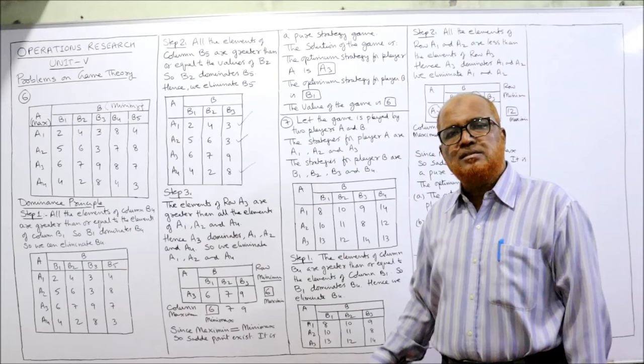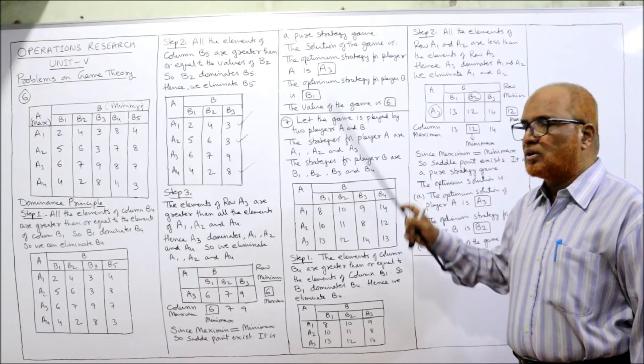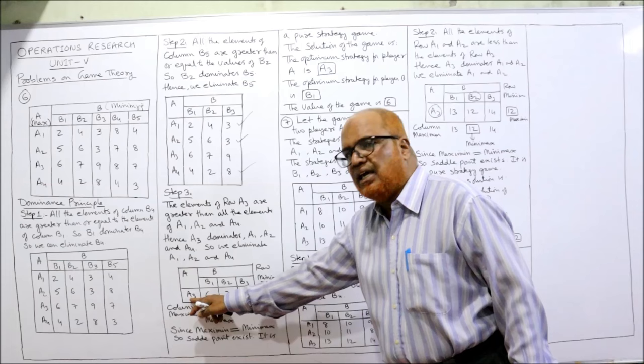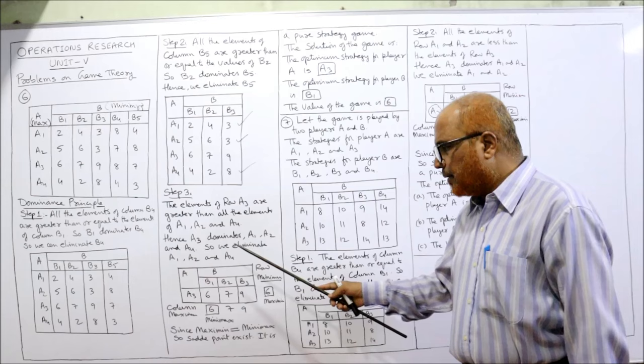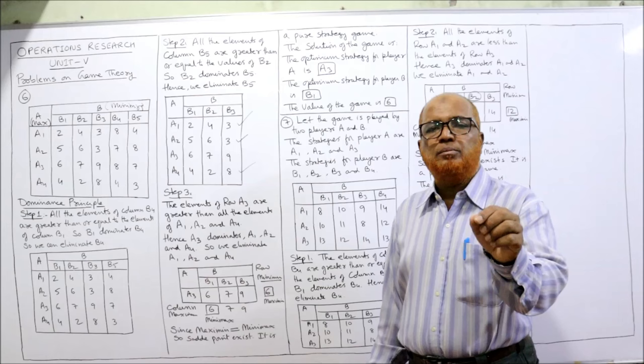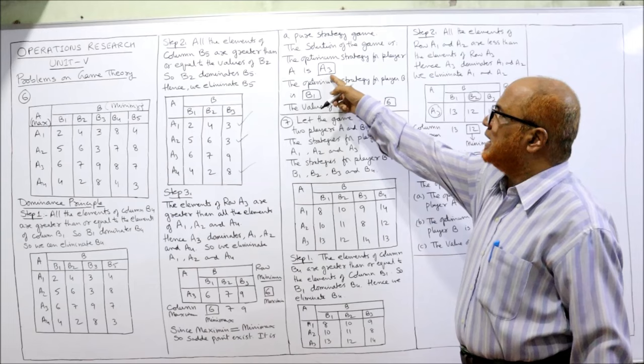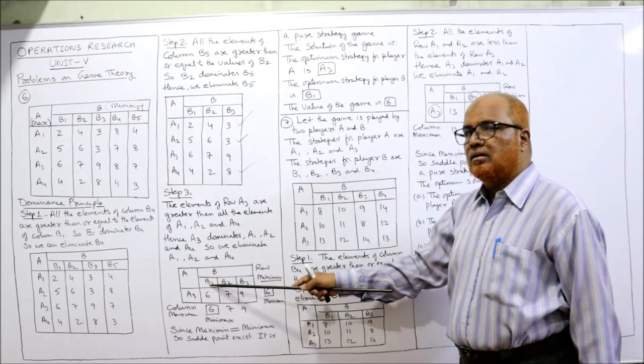It's a pure strategy game. The solution of the game is, for player A, only one strategy is there, A3. So A3 is the optimum strategy for player A. For player B, this 6 comes under which column? B1. So B1 is the optimum strategy for player B. So the optimum strategy for player A is A3, the optimum strategy for player B is B1, and the value of the game is 6.